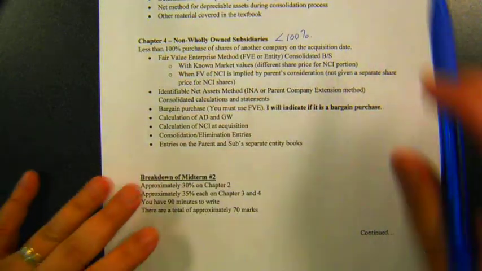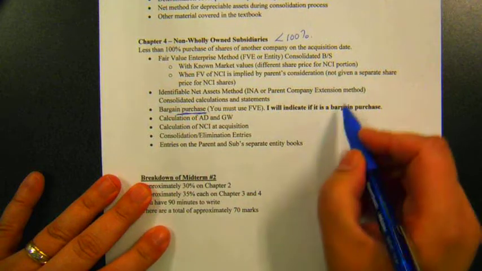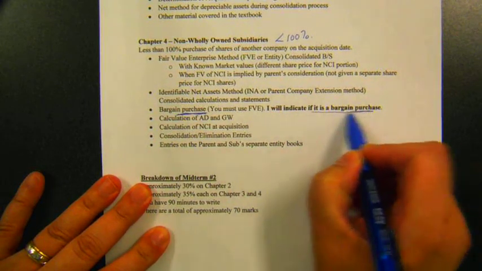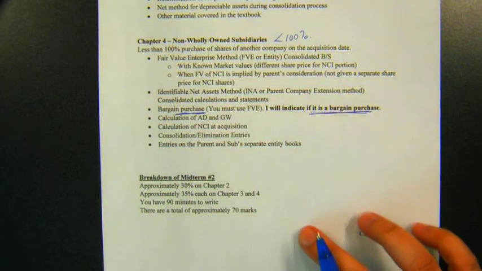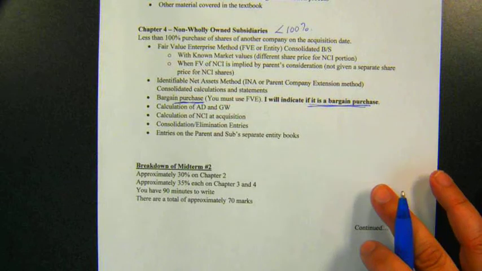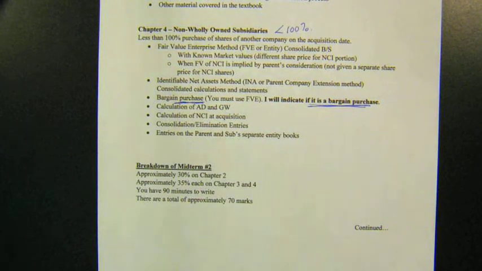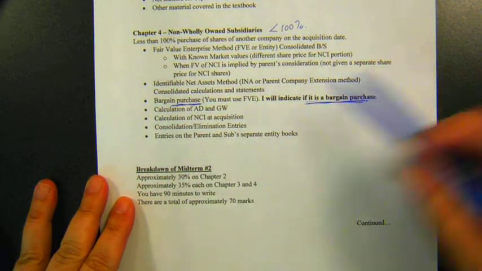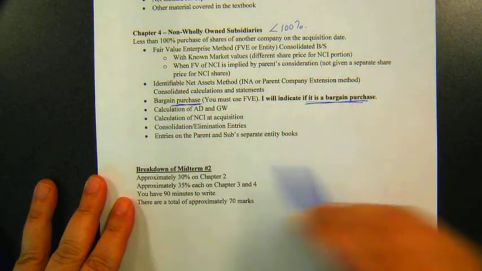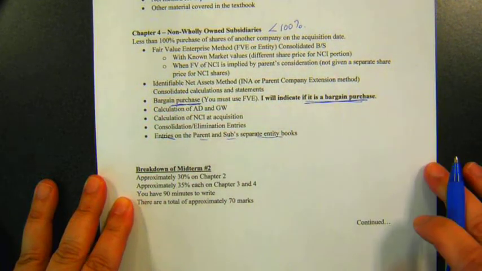Please note that if there is a bargain purchase, so negative goodwill, I will tell you. Okay? Just because if you accidentally screw up and you get a bargain purchase and then try and do entries, they're all wrong, right? So I will tell you. So if you're getting a negative goodwill and it doesn't say it's a bargain purchase, recheck it. And then calculation, all that stuff. Don't forget your entries on the parent and sub separate entity books.